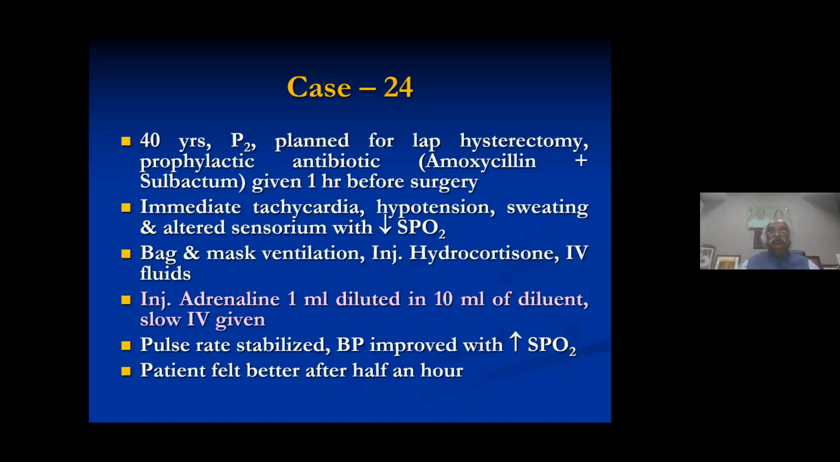40 years, para 2, planned for laparoscopic hysterectomy. Prophylactic antibiotic amoxicillin plus sulbactam was given 1 hour before surgery. Immediately, tachycardia, hypotension, sweating and altered sensorium with diminished SpO2 occurred. Bag and mask ventilation, hydrocortisone and IV fluids were given, and then injection adrenaline, 1 ml diluted in 10 ml of diluent, was given slowly IV. As adrenaline was given, pulse rate stabilized, BP improved with improved oxygen saturation. The patient felt better after half an hour.